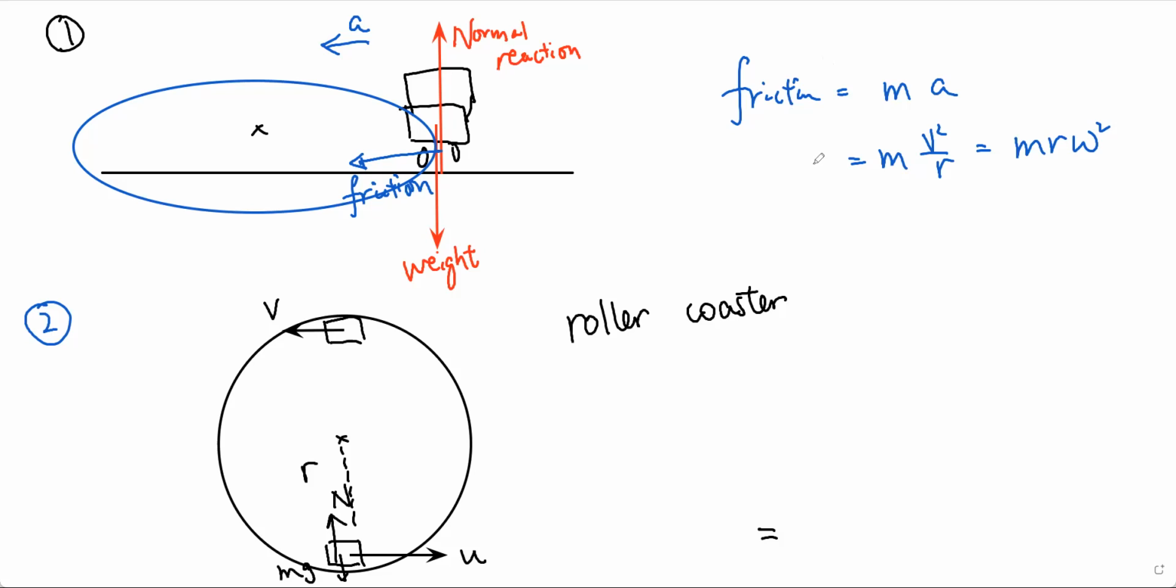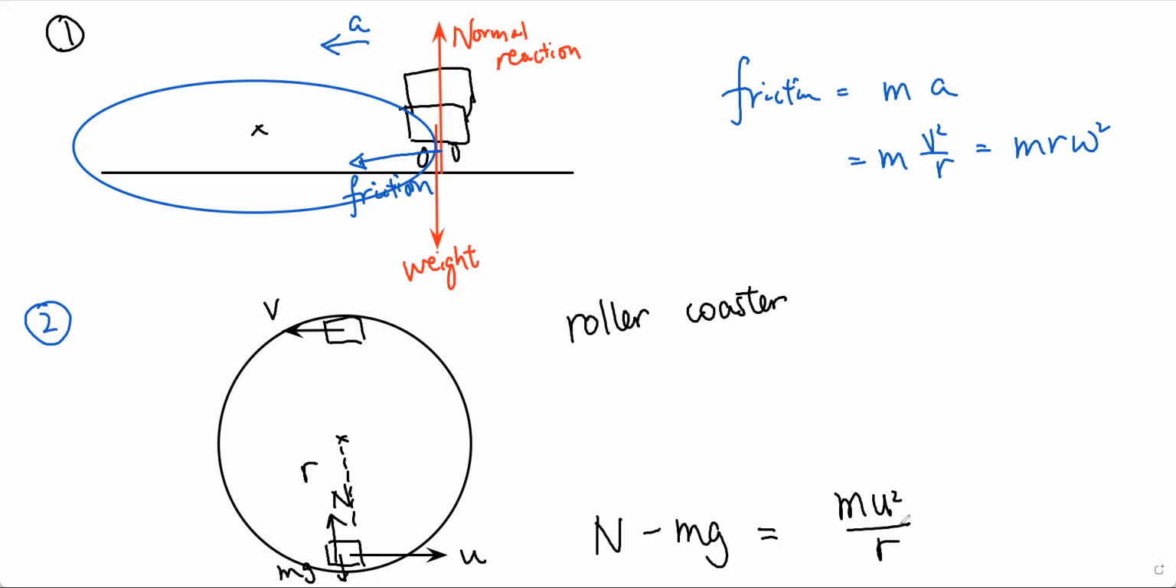You know the acceleration points towards the center of the circle. So N should be larger than mg, such that the net force will point towards the center of the circle. Therefore, it should be N minus mg, and that is equal to mv squared over r. If I give you a speed, then it should be mv squared over r.